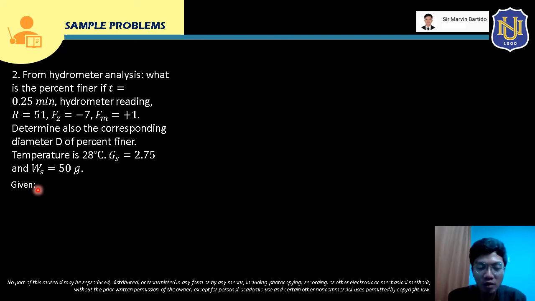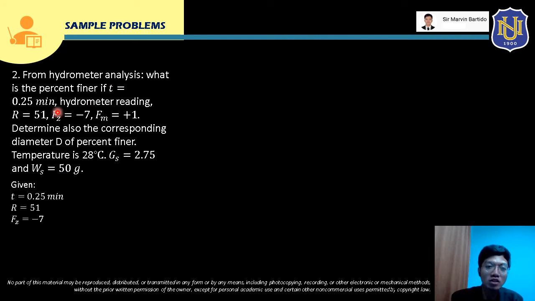So let's break down our given here. So the time is 0.25 minutes. The hydrometer reading R is 51. The zero correction is -7. The meniscus correction is +1. And then the temperature is 28 degrees Celsius. The specific gravity is 2.75. And the W sub S is 50 grams.